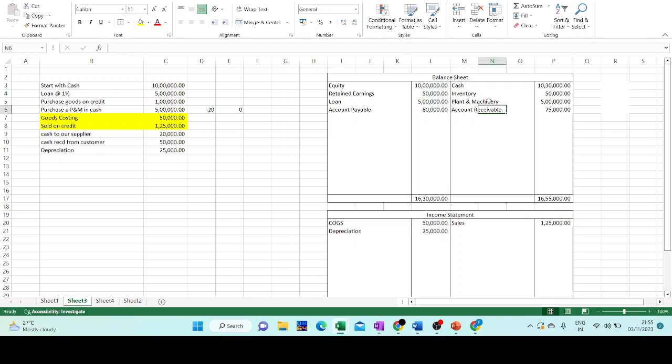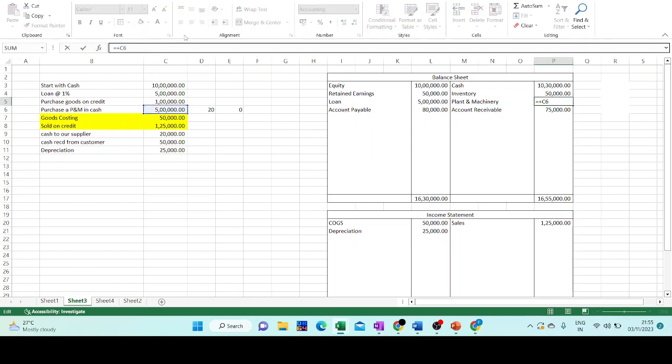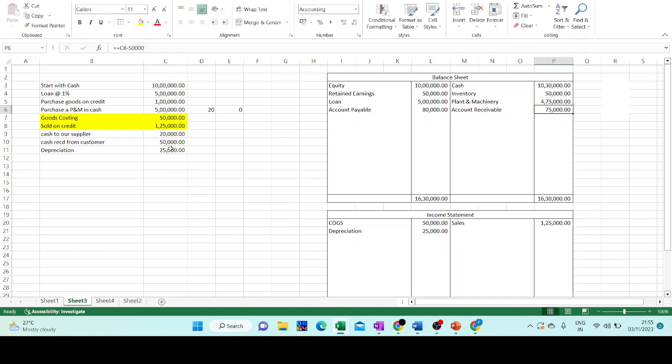Okay, guys. And we also reduce the balance of plant and machinery by the amount of depreciation. Remember, under the cost model, a fixed asset is reported at original cost minus accumulated depreciation. So 5 lakh is my original cost, depreciation is 25,000. So I'll deduct this 25,000 from my plant and machinery. Now the carrying value of plant and machinery would be 475.